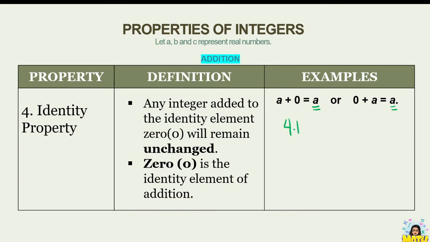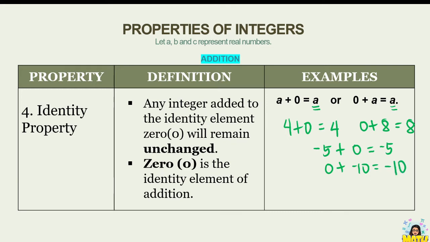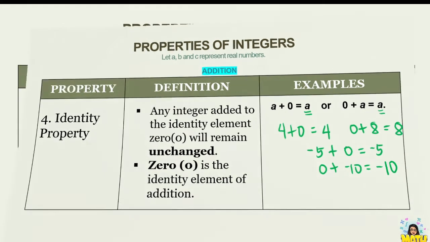For example, 4 plus 0 is 4, or 0 plus 8 will still remain 8. Kahit negative pa yan, pag in-add mo sa 0, the answer will still be negative. Or 0 plus negative 10, the answer will still remain negative 10. So, kahit anong number na i-add natin sa 0 will remain the value or the identity of that number itself.